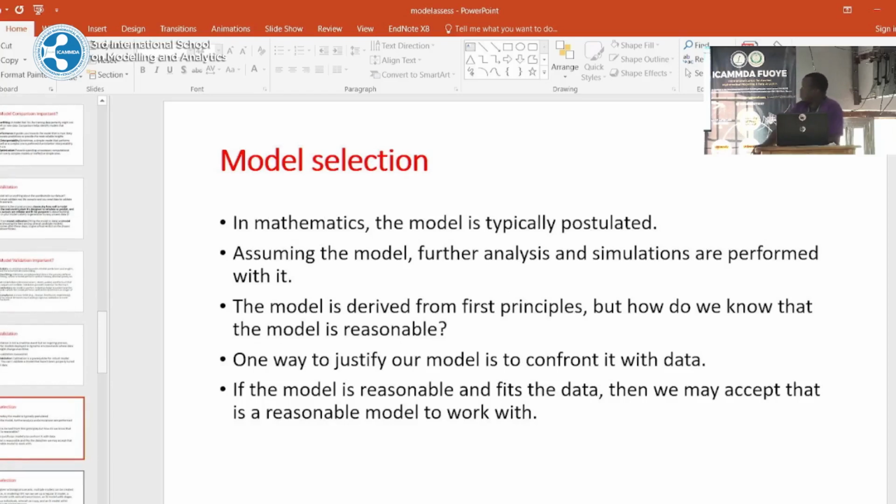Model selection. In mathematics, the model is typically postulated. Assuming the model, further analysis and simulations are performed with it. So the model is derived.